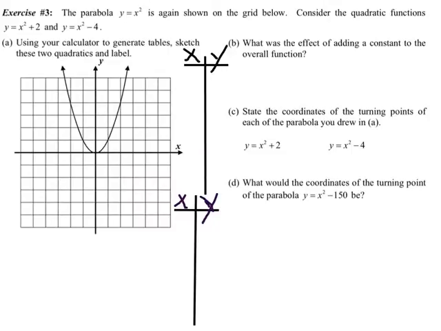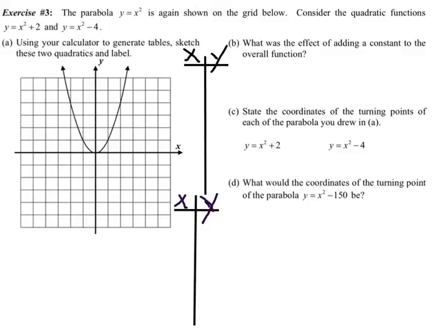Please turn the page over and go to exercise number 3. The exercises are out of order for a reason. The parabola y equals x squared is on the graph shown below. Consider the quadratic functions y equals x squared plus 2 and y equals x squared minus 4. I'm going to give you the points for both of these in two different colors. I am then going to graph both of them in two different colors, so please stay with me and pay attention.